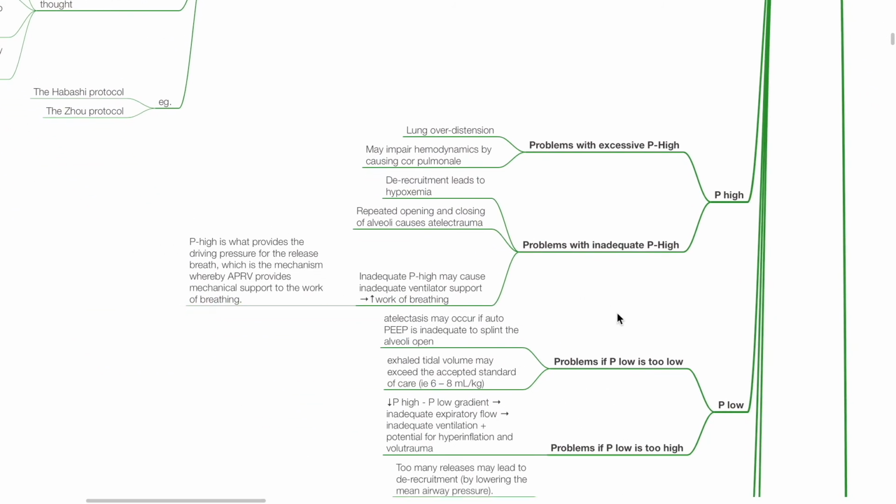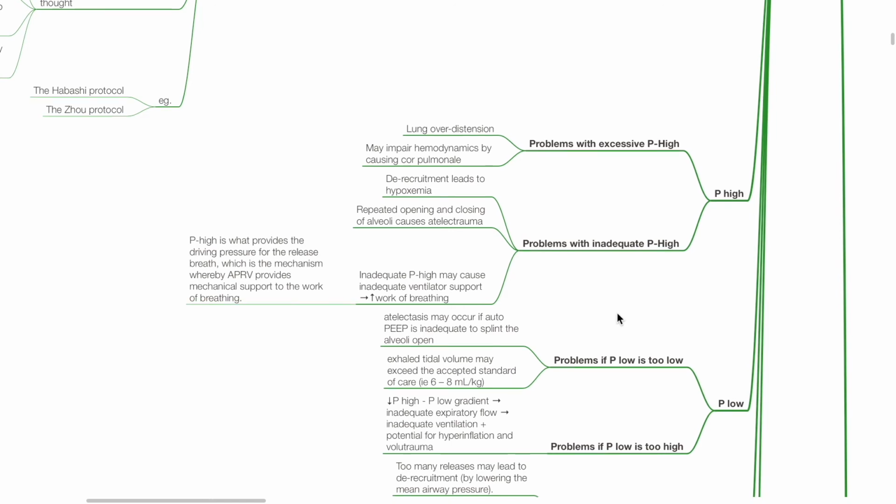P-high. Problems with excessive P-high include lung overdistension and impairment of hemodynamics by causing cor pulmonale. Problems with inadequate P-high include lung de-recruitment resulting in hypoxemia and repeated opening and closing of alveoli causing atelectrauma. Inadequate P-high may cause inadequate ventilator support and increased work of breathing.